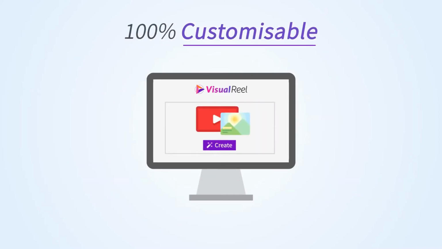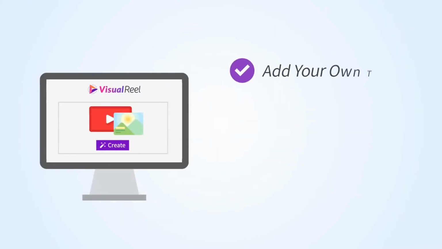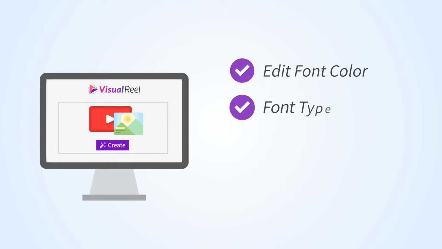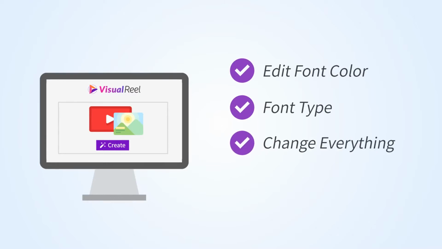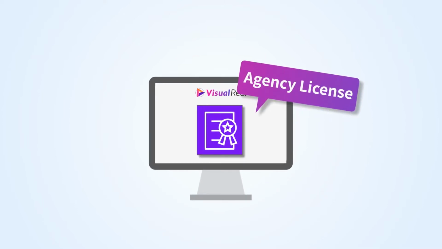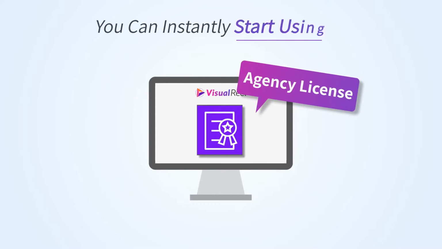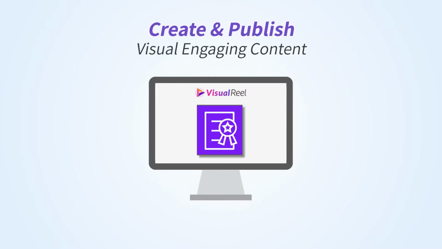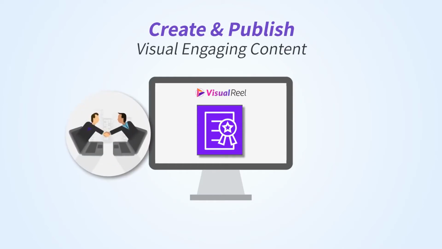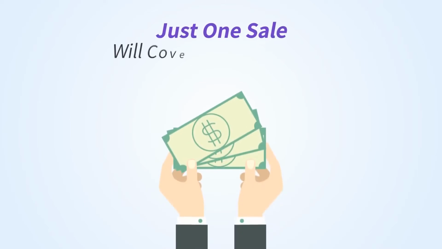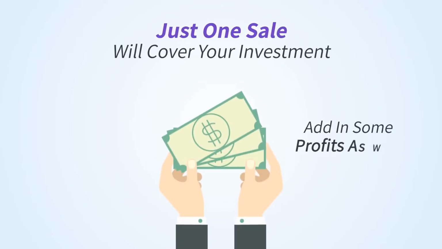are 100% customizable. Add your own text, CTA, buttons, shapes, images, edit font color, font type, change the size, drag and position everything, and so much more. And that's not it. VisualReel comes with the agency license right now, and that means you can instantly start using VisualReel to create and publish visually engaging content for your clients, for your Fiverr gigs, and start making money with this. Just one sale will cover your investment and add in some profits as well.